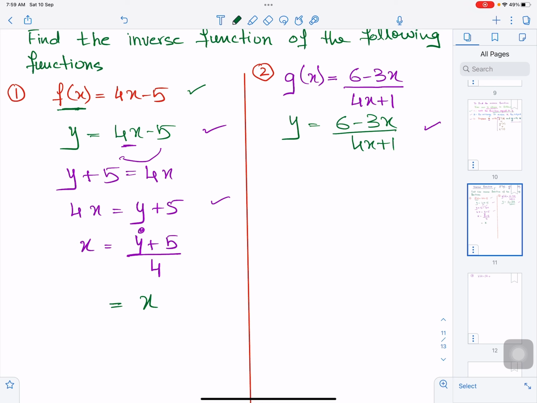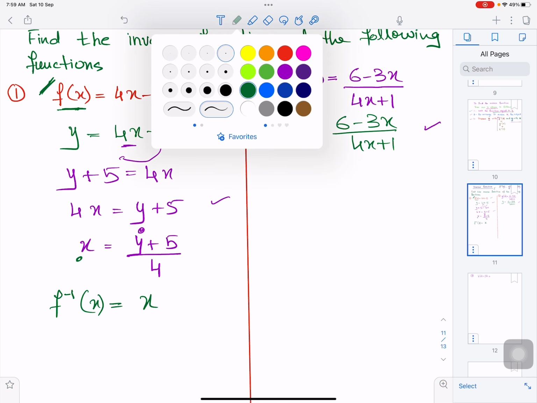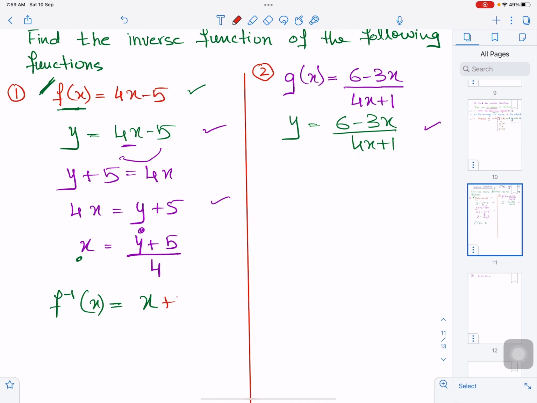And where I have x, I will replace it by f inverse. Now why will I use f inverse? Because the name of this function was f. And the rest of the things will remain the same. So I got my inverse function. Let's do it here in the second example. The first step we have followed. The first step was saying replace or set the function equals to y, which we have done.